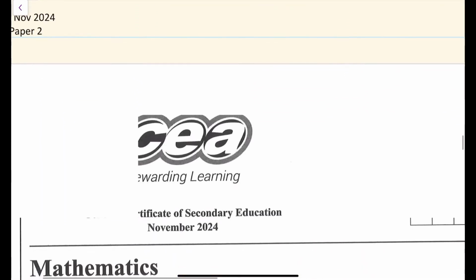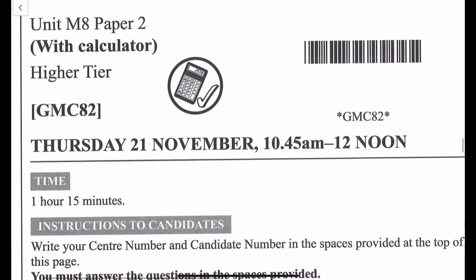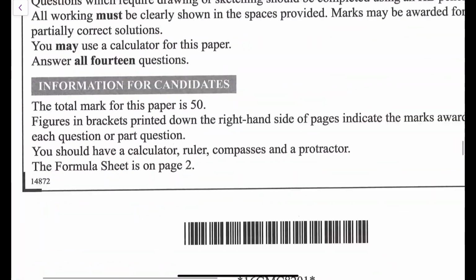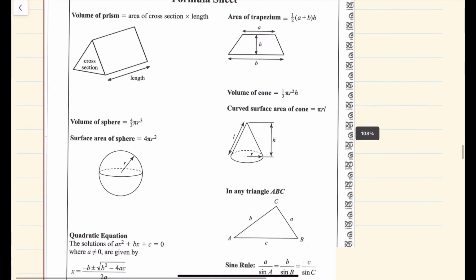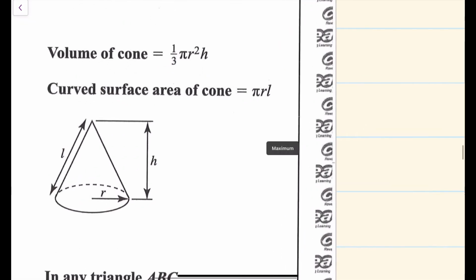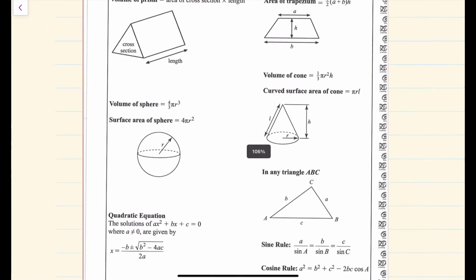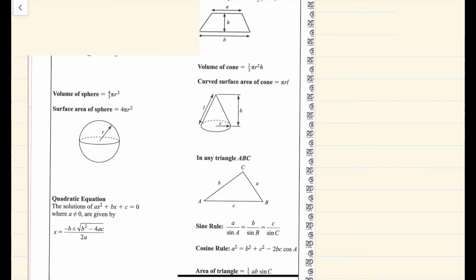Okay, the next paper then, I think I've got it here. I have indeed. Right, it's paper 2, it's a calculator paper, 1 hour 15 for it. Again, you see all the formulas. I didn't go through those in the first one, I don't think we used any of them. Curved surface area of a cone, that was pi r l, we did use it actually, and that was it. Okay.